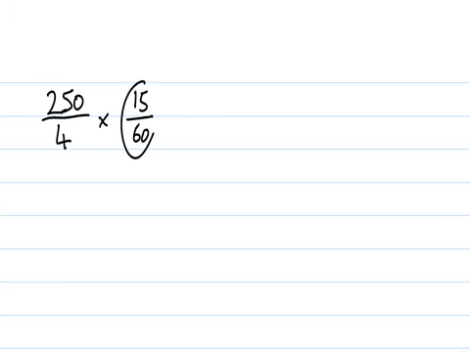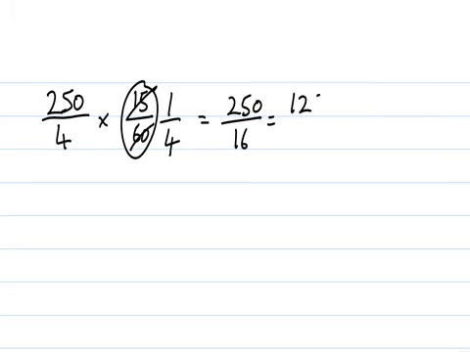Once again, start with this bit and simplify it. Think of 15 out of 60 as a quarter of an hour. So you simplify that to 1/4, then multiply across. You get 250 divided by 16, and then simplify these even numbers by dividing by 2, 125 divided by 8. And then it's fairly straightforward to divide 125 by 8.